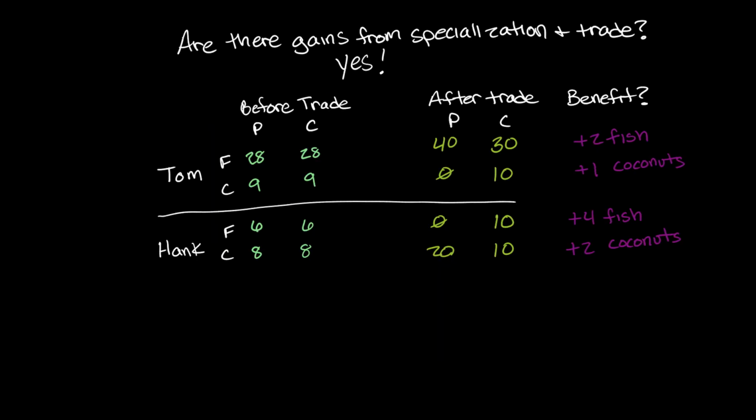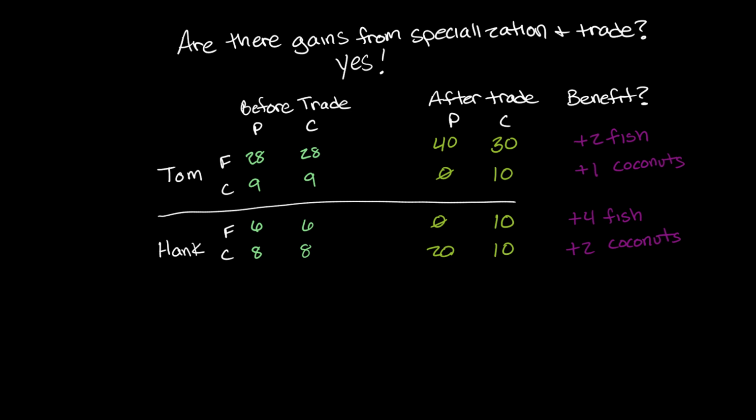So the last thing that we need to do for this lesson is just line up where Tom and Hank were before specialization in trade, compare that to where they are after specialization in trade, and make sure that they are both better off. Because remember, 2 parties will only engage in trade if they both end up better off than they were before. So we can see here that before the trade happened, Tom was producing 28 fish and 9 coconuts. Hank was producing and consuming 6 fish and 8 coconuts.